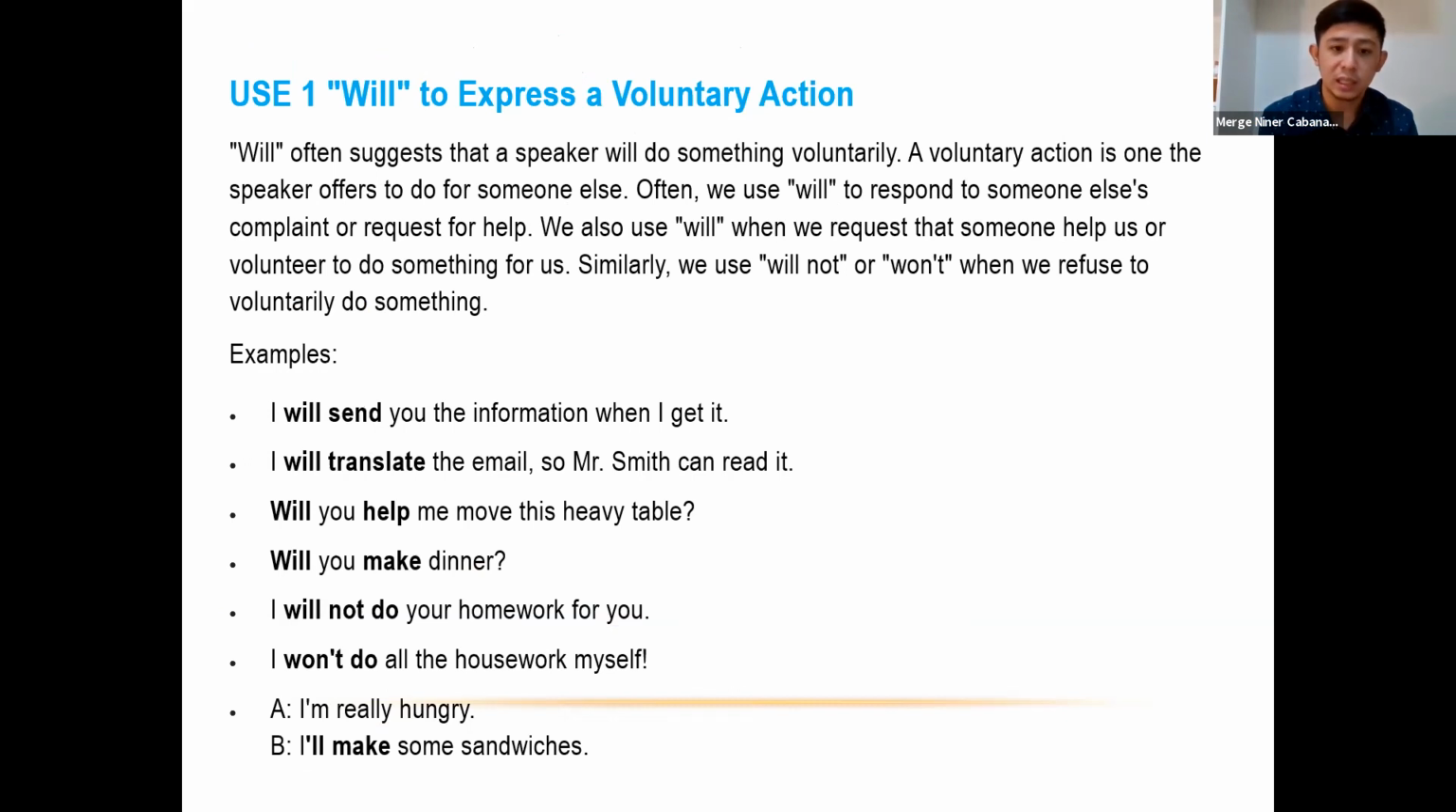Will often suggests that a speaker will do something voluntarily. Take a look at the examples. "I will send the information." "I will translate the email so Mr. Smith can read it." "Will you help me move this heavy table?" "Will you make dinner?" "I will not do your homework for you." "I won't do all the housework myself." "I am really hungry. I'll make some sandwiches."